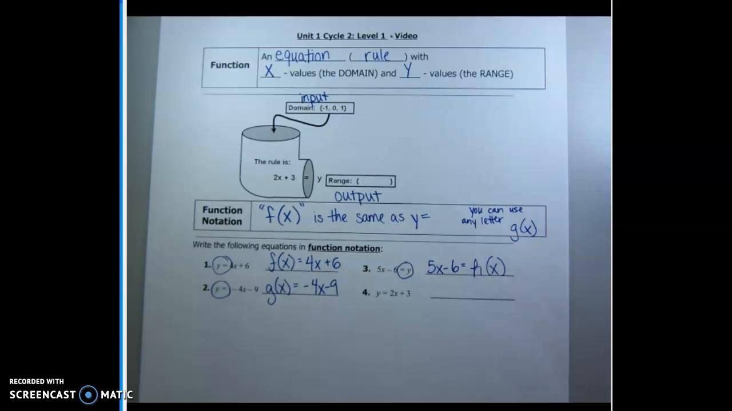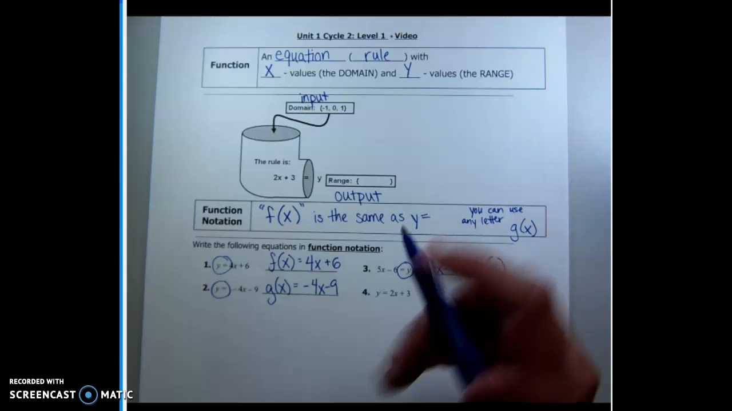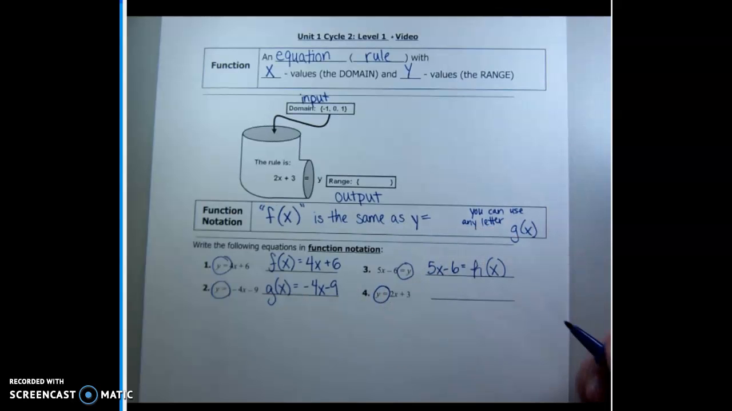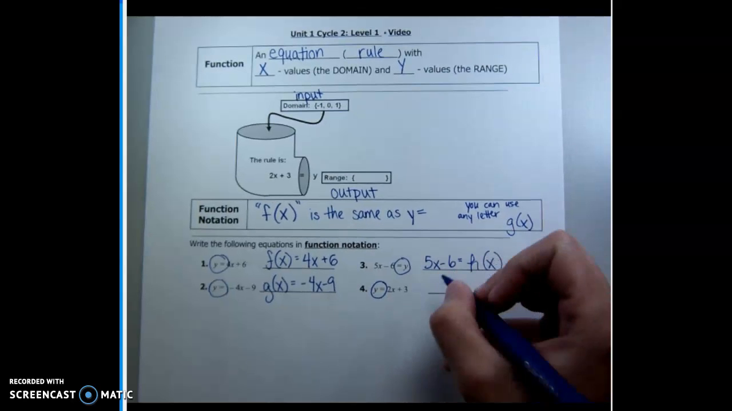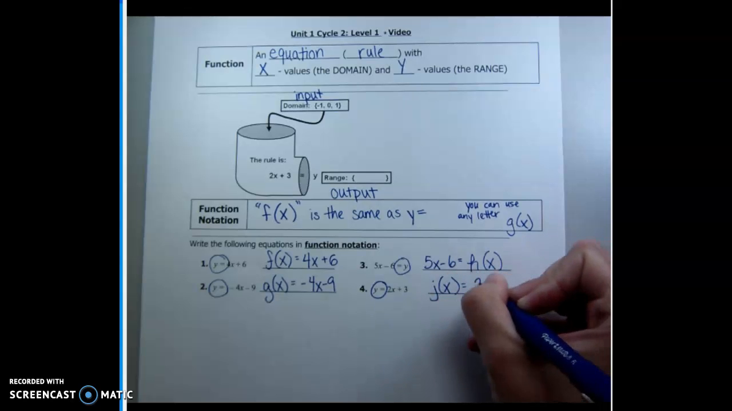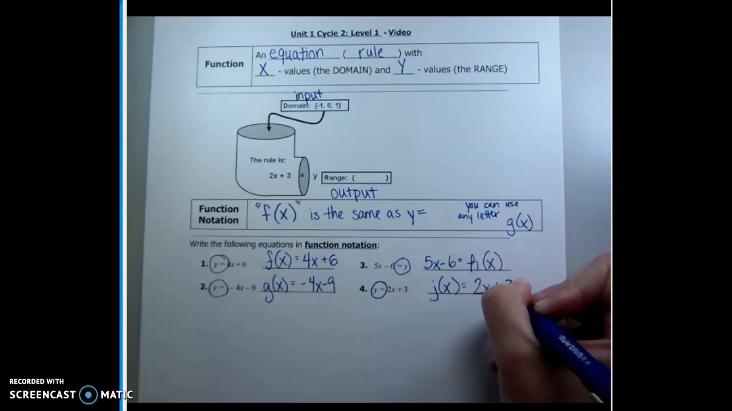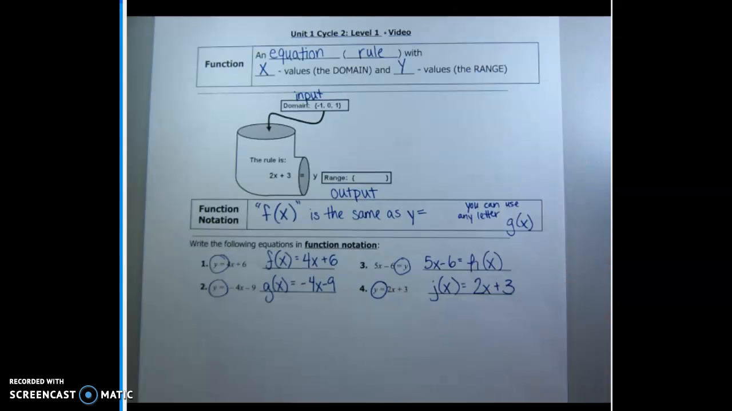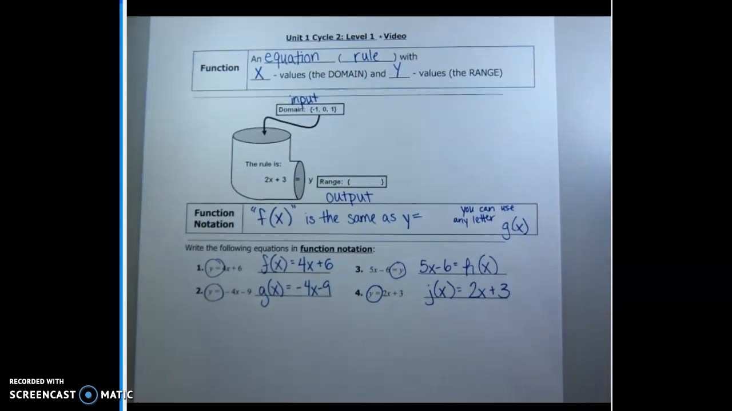I want you to do number 4. I'm going to give you a second. Circle the part that you're going to change. You can choose any letter you want except for x. So this is the part you're changing. I'm going to use j because my fake name is Jessica. J of x equals 2x plus 3. Okay, so that's a function and that's function notation.